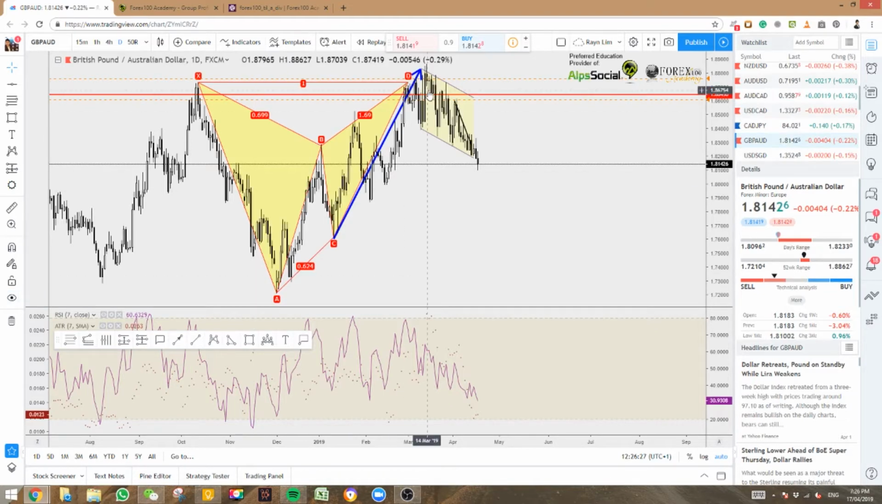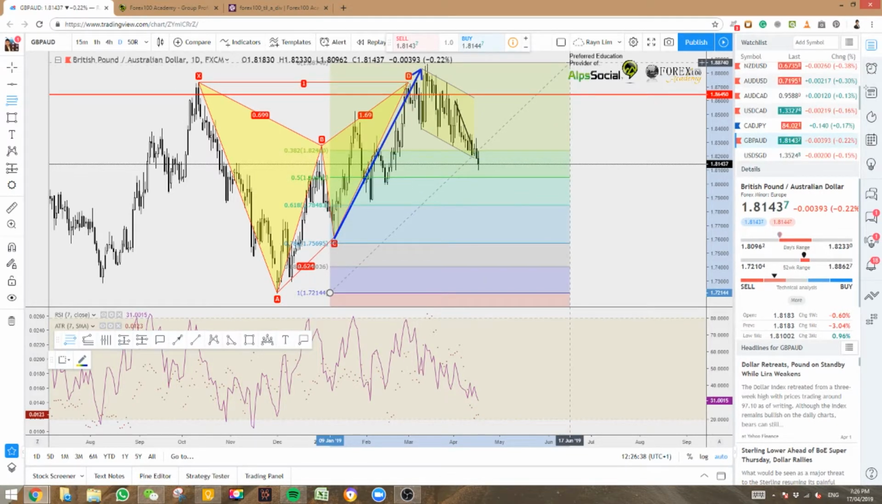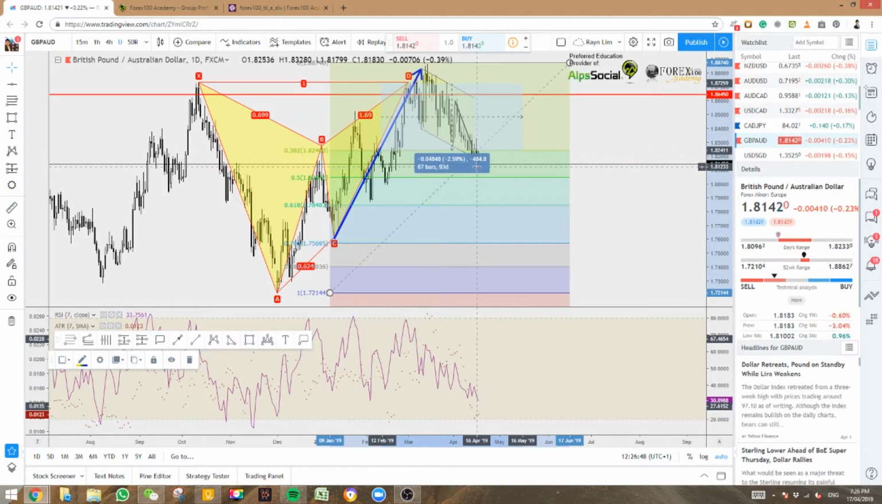while I share my analysis. Previously we did spot this very deep Gartley pattern. Boon Hui will say this is trading at X. So if you are trading this and you hold on to your trade, congratulations, you would have earned quite a substantial profit of 484 pips. You just have to be patient, yeah.